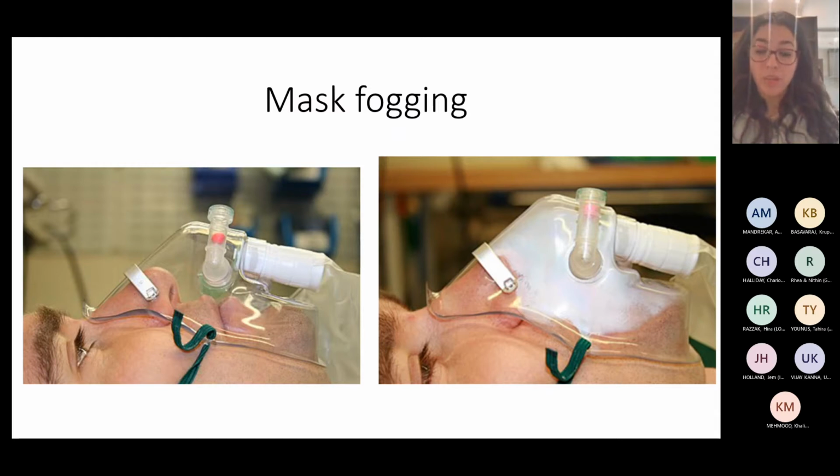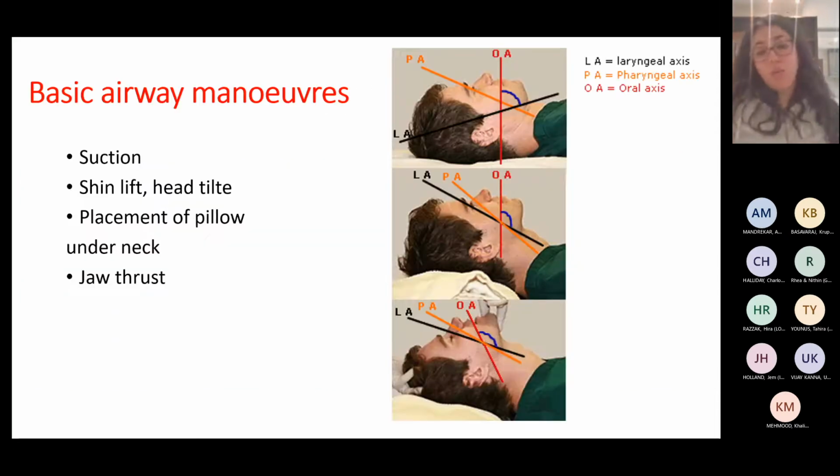So after identifying patients whose airway has been compromised, what can we do to help with this? We start with basic airway management. We have all learned this during BLS and ALS. There are some maneuvers that we can use. The aim of them is to have better alignment of those axes. As you can see in the pictures, the upper one shows a very misaligned oral axis, pharyngeal axis, and laryngeal axis.